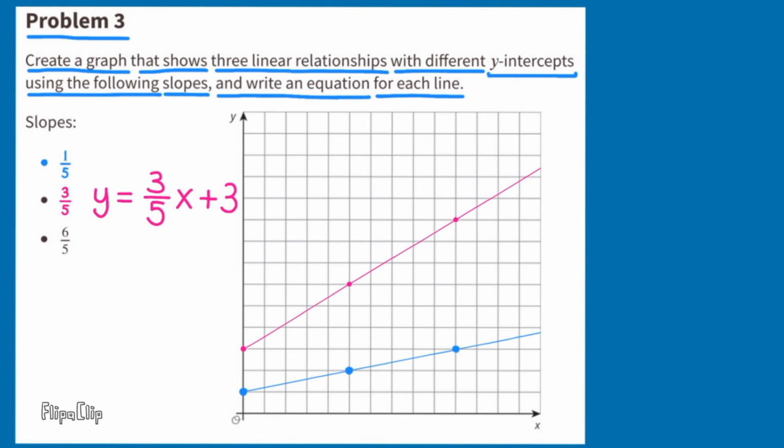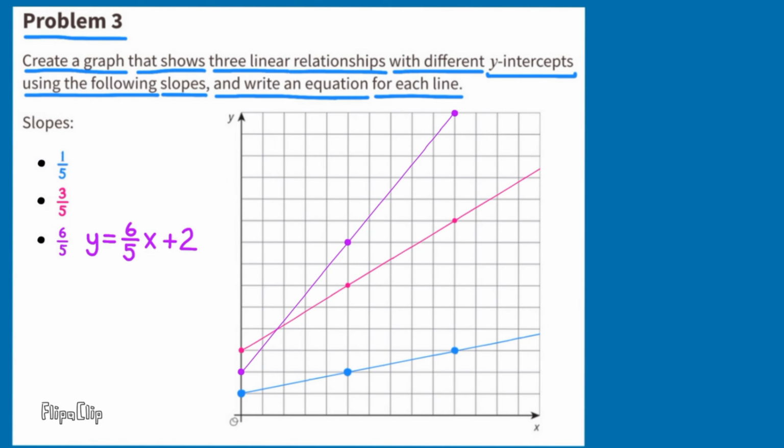And the last slope is 6 over 5. Let's start the equation with y equals 6 over 5 times x. Let's make this y-intercept 2. So now the equation would read y equals 6 over 5 times x plus 2. Let's add some points to this graph by going up 6 and over 5. There's a location of another point. Let's go up 6 and over 5. And there's our third point. Now here's a look at a line that has a slope of 6 over 5.